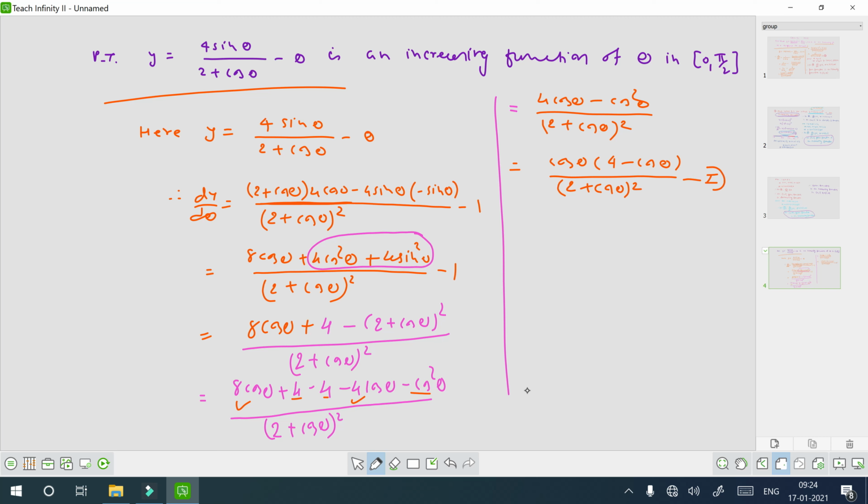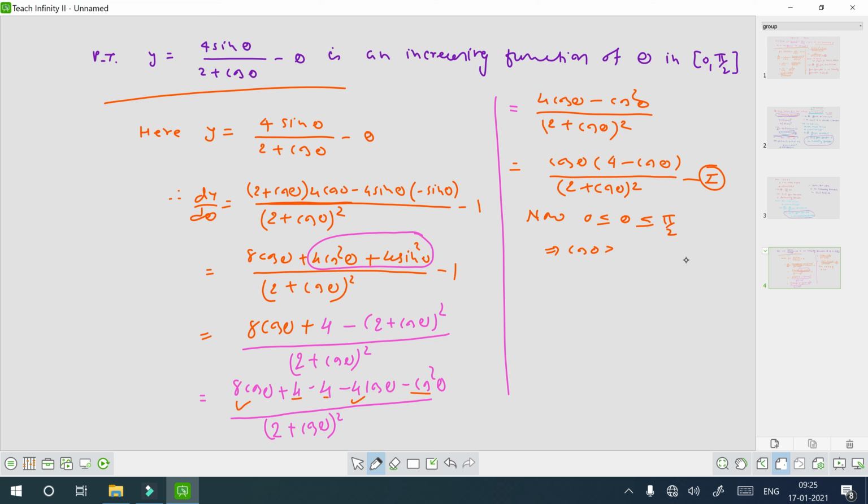Say result number 1. Now, 0 less than or equal to theta less than or equal to pi by 2 implies cos theta is greater than or equal to 0. Why? In the first quadrant it is positive. Also, 2 plus cos theta is positive. Clear? Cos theta is greater than or equal to 0. So, ultimately this one. Or in other words, we can write it in that way also.